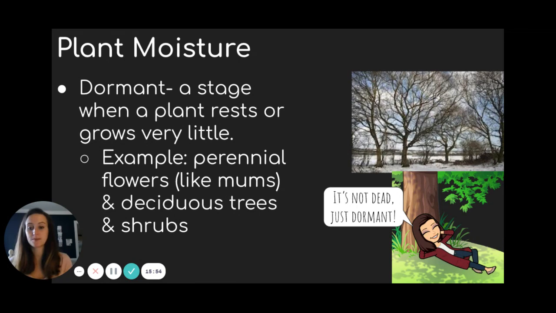Deciduous trees, shrubs, if you have a tree outside in your yard right now and there's no leaves on it, it is deciduous, but it is dormant at the moment because it's resting.